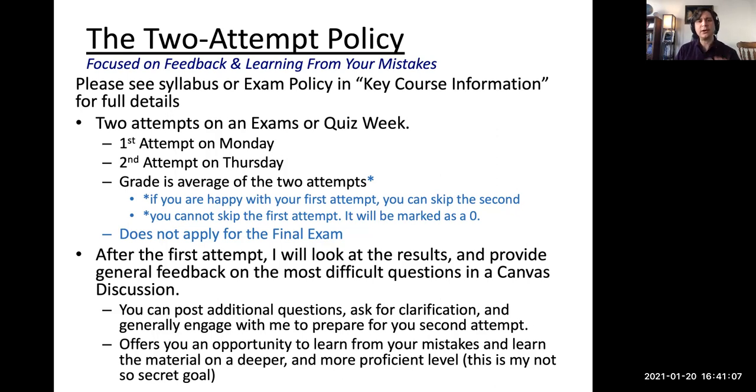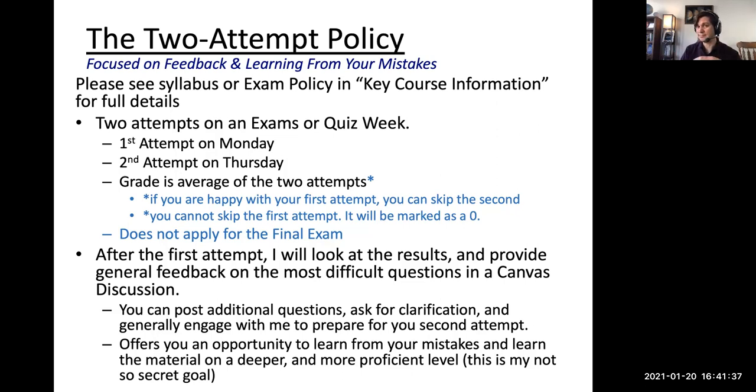The way that I'll calculate your final quiz or exam average is the average of your first and second attempt. So if you get an 8 on your first attempt on a quiz, and you got 12 out of 12 on the second attempt, your quiz grade will be a 10. Notice that if you skip that first attempt, you get a 0. Even if you get a perfect score on the second attempt, averaged into that 0, that comes out to be a 6.